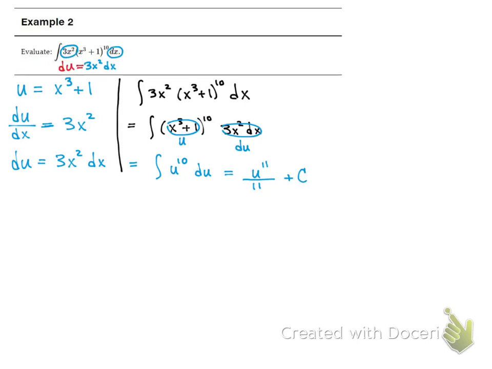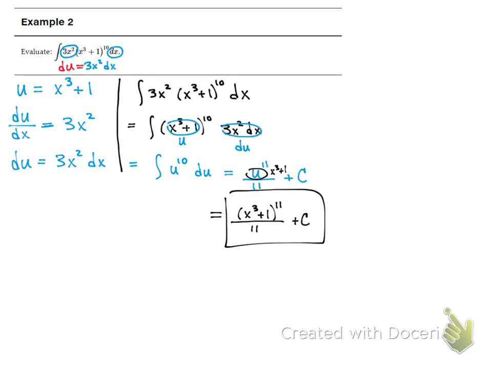But we can't stop here. We want our final answer to be in terms of x. So now we just replace the u with what it equals in terms of x. And we know in this case, u equals x cubed plus 1. So just make that substitution. So then for our answer, we get x cubed plus 1 to the 11th power. That's what we plugged in for u. Then divided by 11 plus c. So this is our answer.